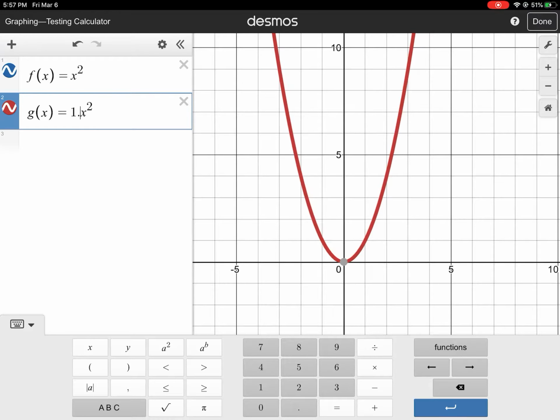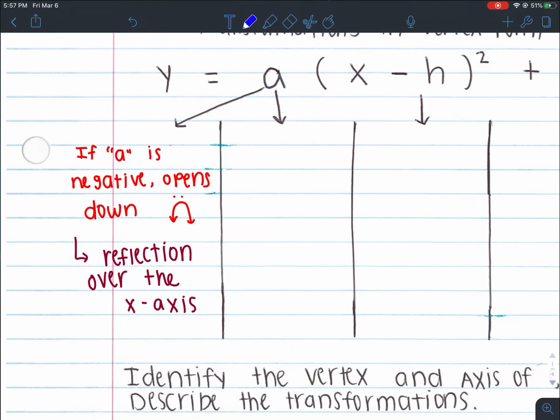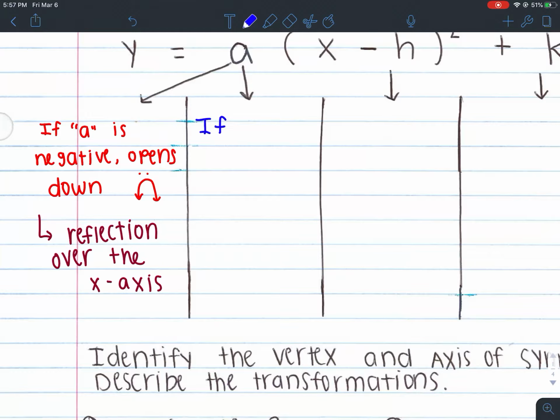Now, what if I put 1.5? That's bigger than 1, and it did get narrower. What about 1.9? So anything bigger than 1 is telling me that it's narrower. So if A is greater than 1, it's going to make it narrower. But there's a specific math term we use for this, and that is called a vertical stretch.